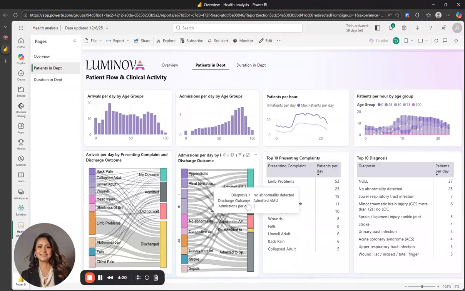To the right, the two top 10 matrices summarize the most frequent presenting complaints and diagnoses, measured as average patients per day. This helps clinical leaders focus on the areas of highest demand and ensures operational decisions are informed by the most common case types. Within this page, clinical and operational teams can explore activity patterns in far greater detail. Next, we'll move on to the final page where we analyze time spent in the emergency department.